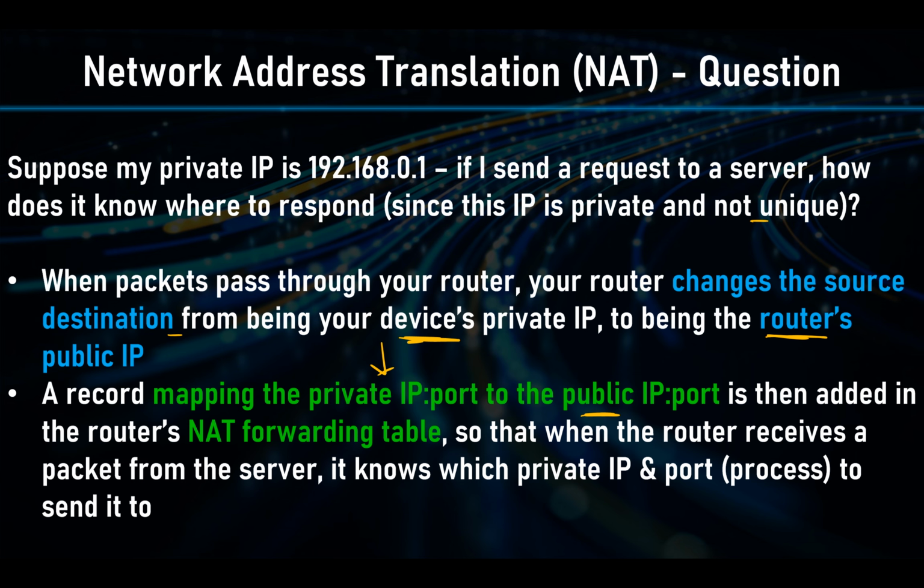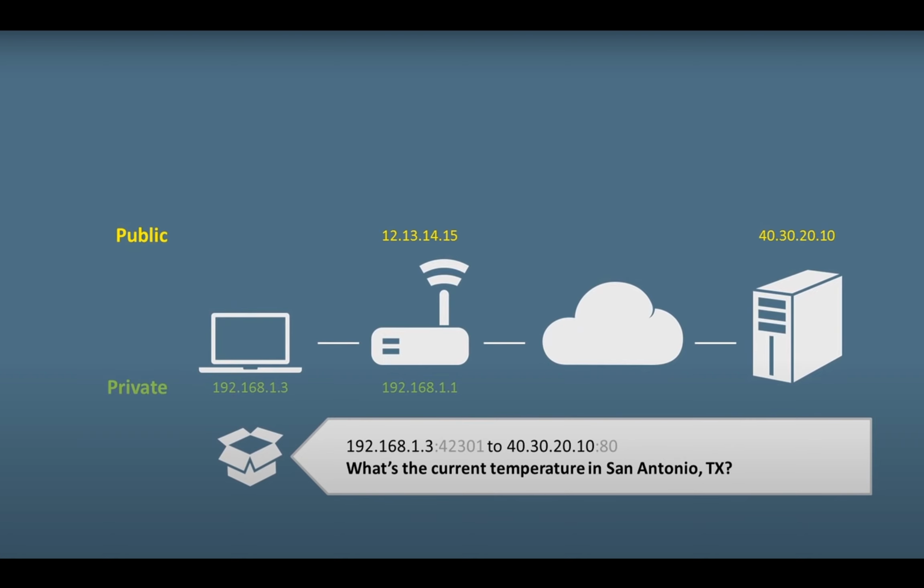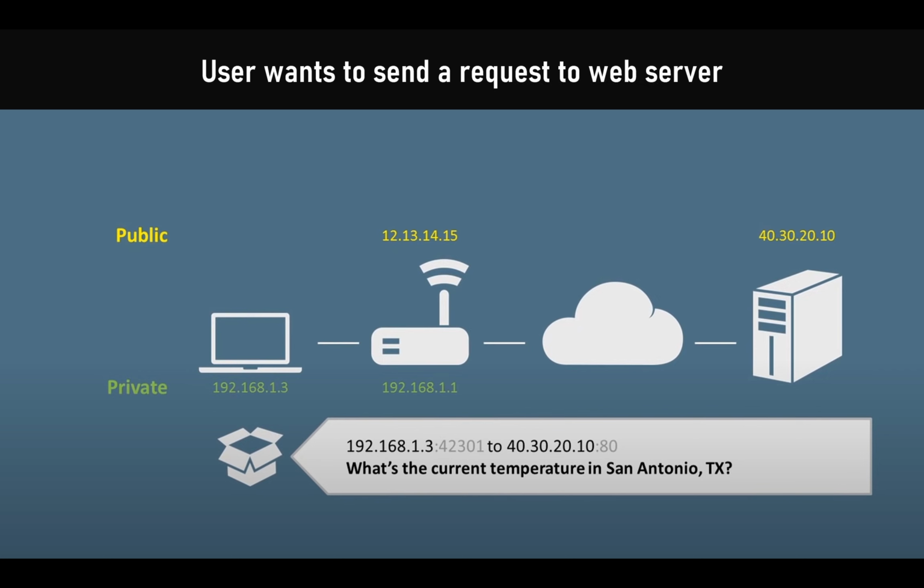So this mapping is then added to the router's NAT forwarding table, the network address translation forwarding table, so that when the router receives the packets from the server, it knows which private IP and port, which process, to forward them onto. So let's look at how this works.